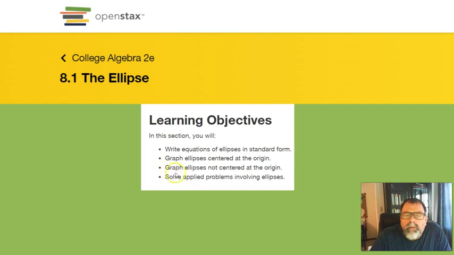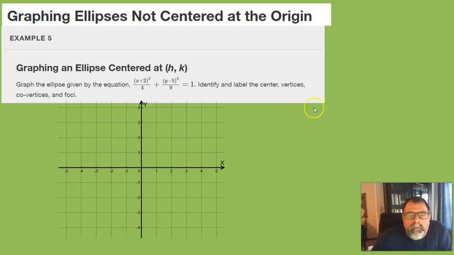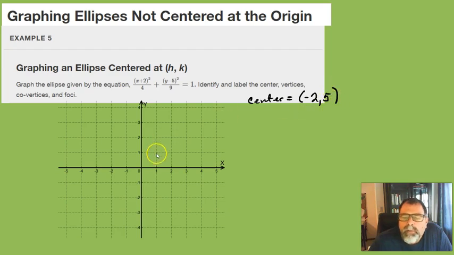Okay, our next learning objective, graph an ellipse not centered at the origin. I'm going to do it my simplified way. So first, I always start with the center. The center is h, k. So remember, you have to switch these signs. So the center is h, k, so it'll be negative 2, positive 5. And I'm going to plot that.